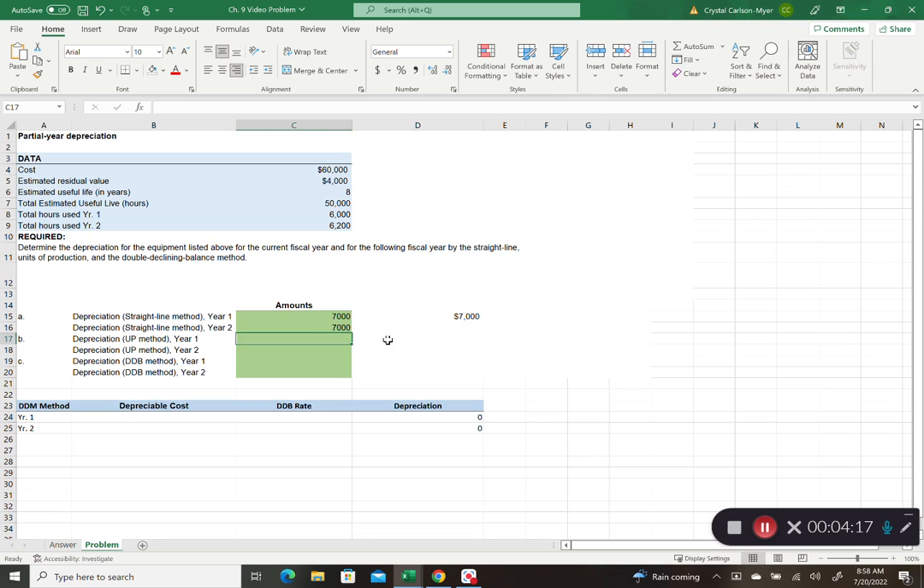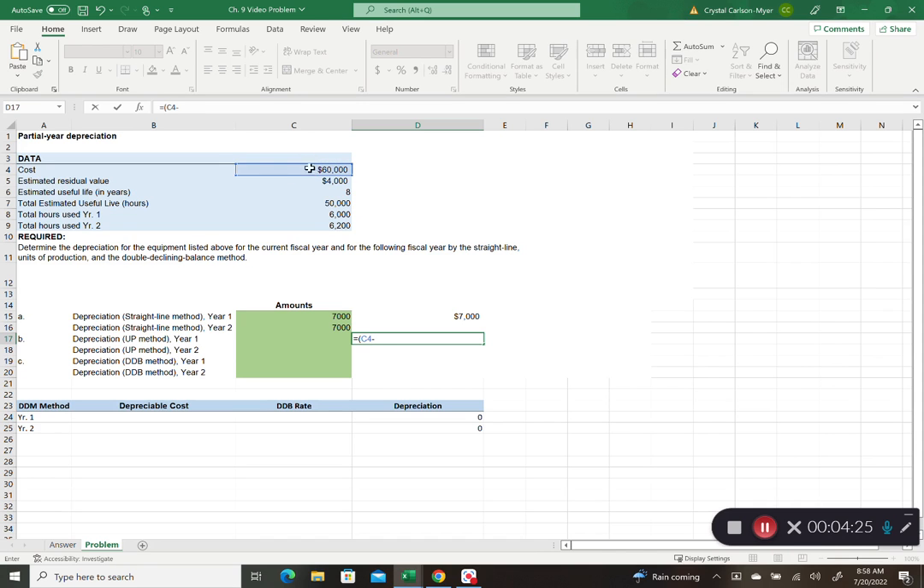Our formula for the units of production method is the cost again of 60,000 minus our residual value of 4,000, and you're going to divide that amount. So there are 2 steps for the units of production method, 1 step for the straight line method, and 3 steps for the double declining balance method. It gets progressively more complicated as it goes along, but essentially it's still the same.